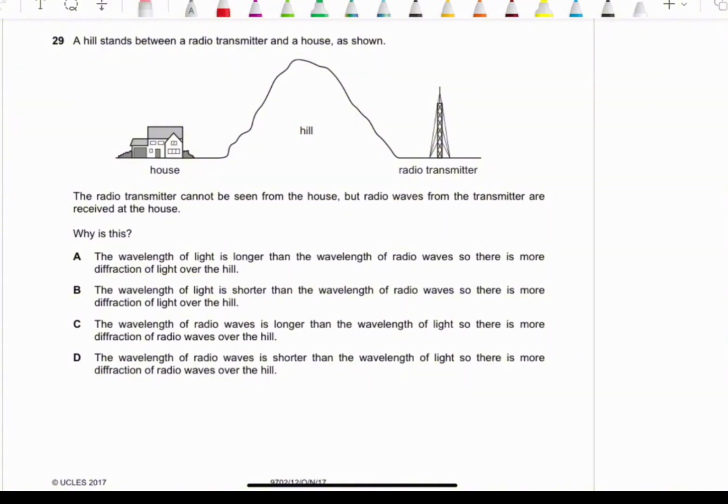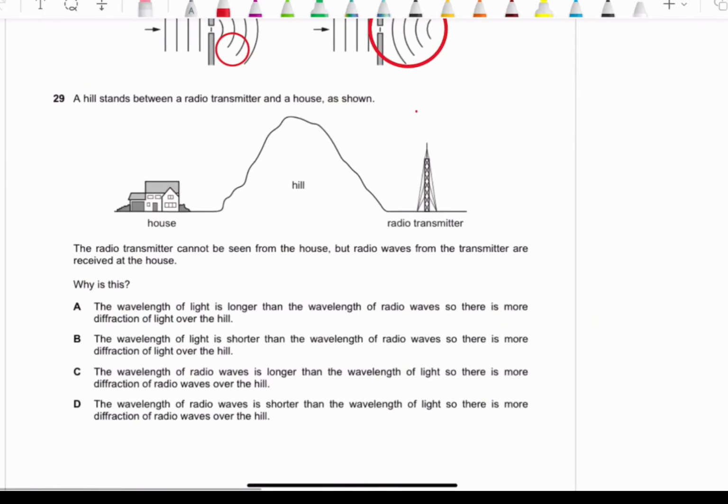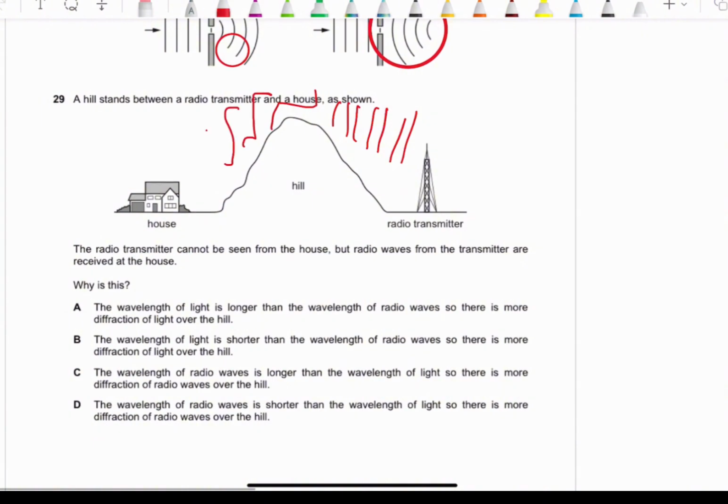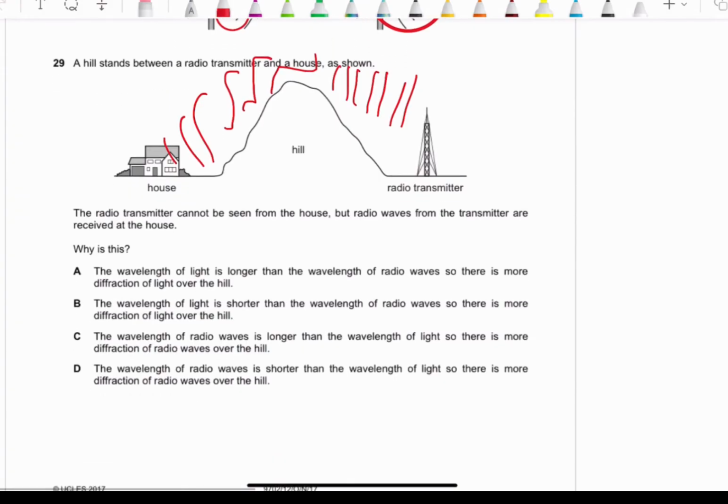A hill stands between a radio transmitter and a house. The radio transmitter cannot be seen from the house, but radio waves from the transmitter are received at the house. So the radio waves are going to be transmitted, then they're going to diffract. After they diffract, they're going to reach the house, right?